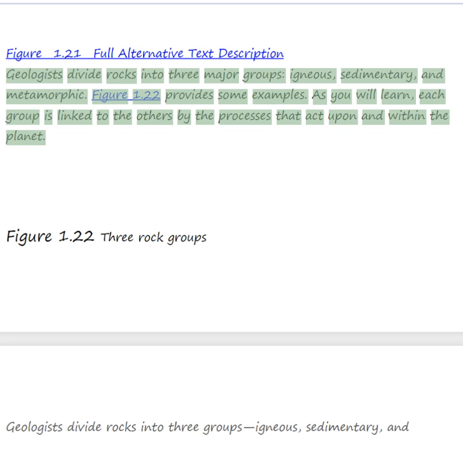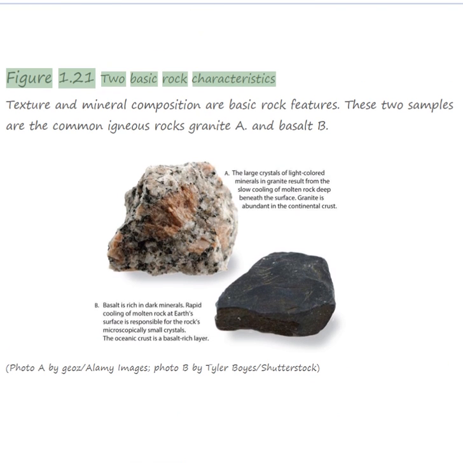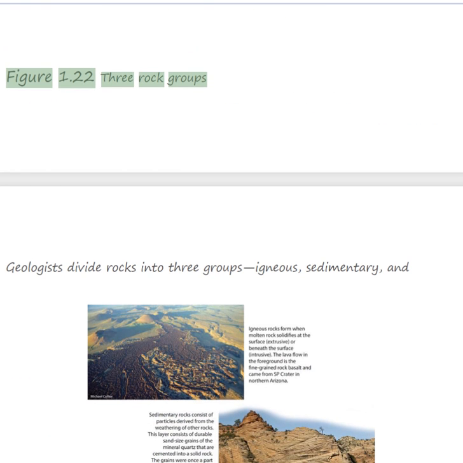Geologists divide rocks into three major groups: igneous, sedimentary, and metamorphic. Figure 1.22 provides some examples. As you will learn, each group is linked to the others by the processes that act upon and within the planet. Figure 1.21 Two basic rock characteristics. Figure 1.22 Three rock groups.